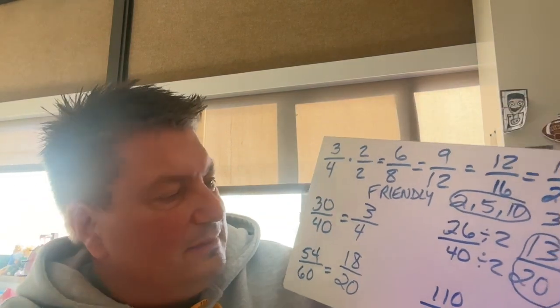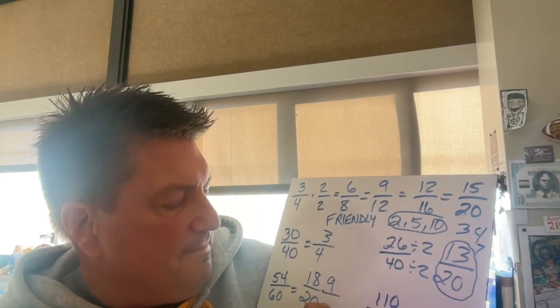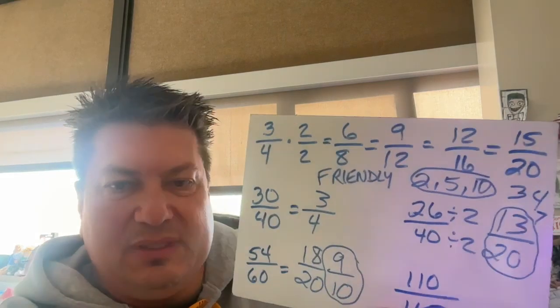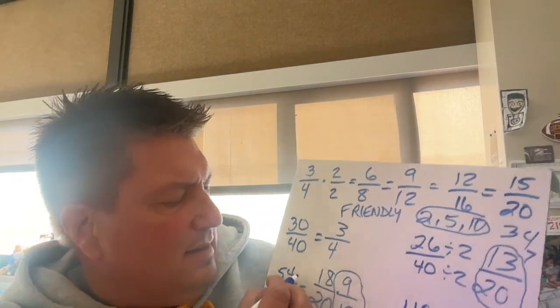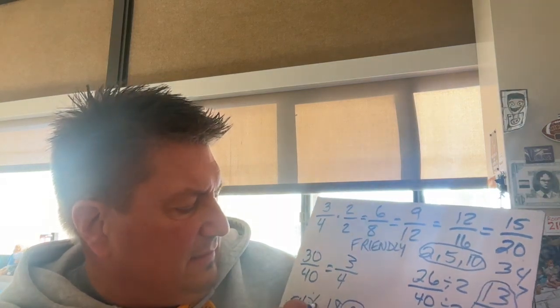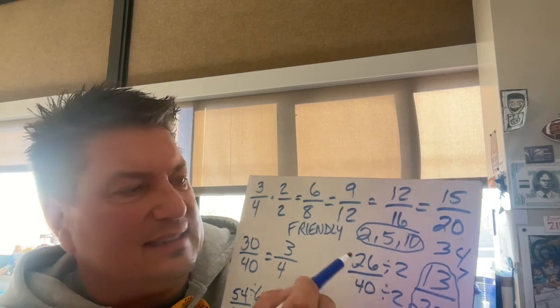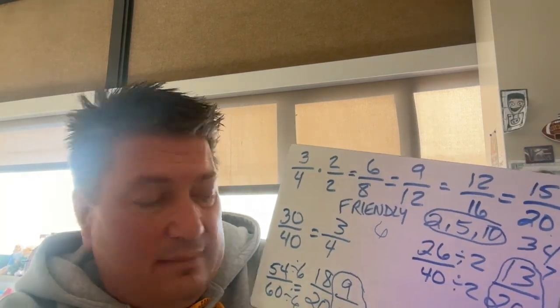They're even numbers. So 18 divided by 2 is 9, and 20 divided by 2 is 10. I could have gone way back here and said, oh, hold on, 54 divided by 6 and 60 divided by 6. I could have used 6s. 6 isn't one of my friendly numbers necessarily. For some of you it might be.